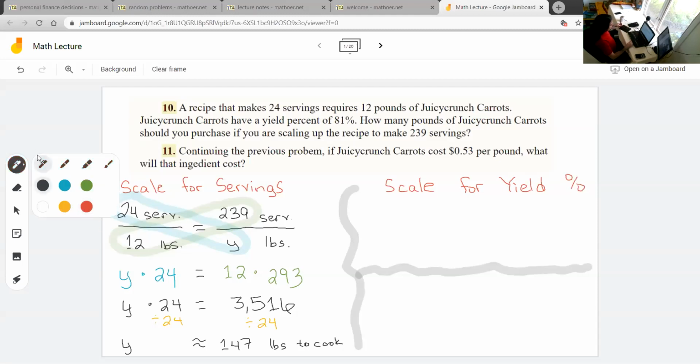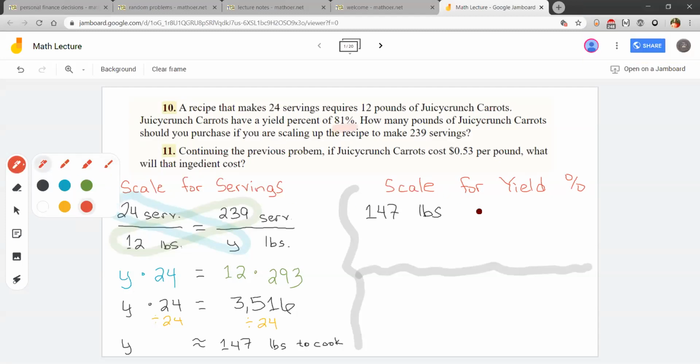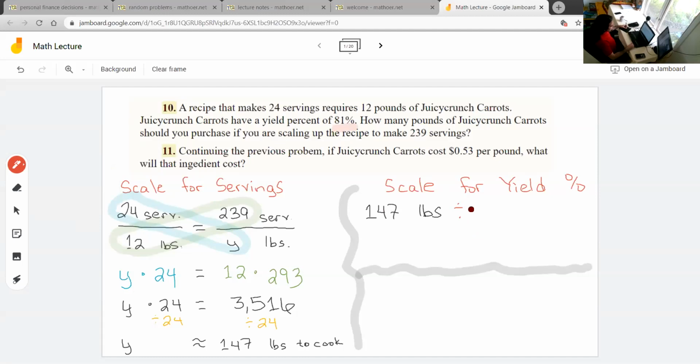So I take the 147 I just got. This is where I need the 81%. Did I miss something here? Well, because down there you have 12 times 293. Isn't the servings 239? Oh, yeah, because I'm just being a little dyslexic. Let me fix all that then. Thank you for pointing that out. So that will change, that will change. Good eyes, thank you for pointing that out.